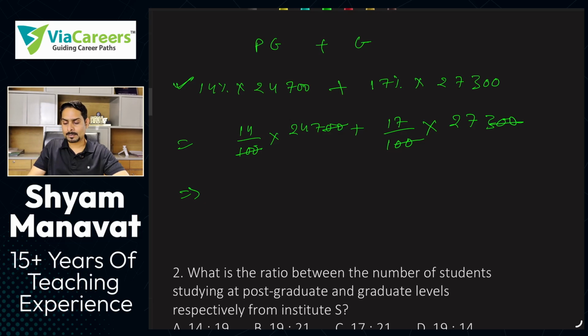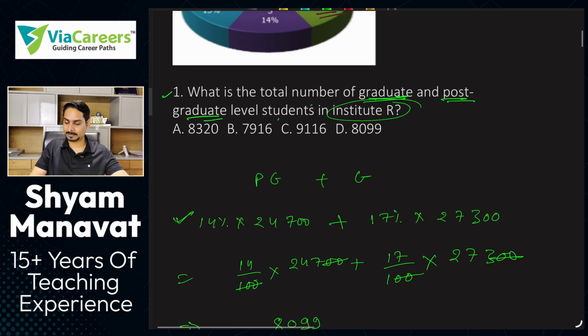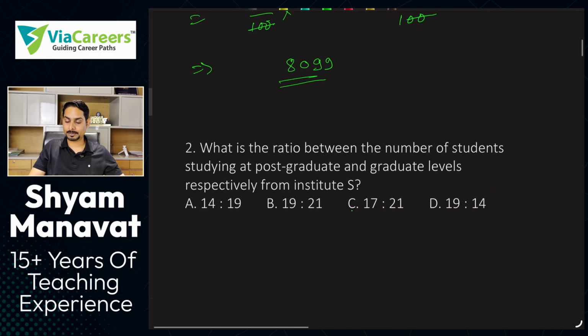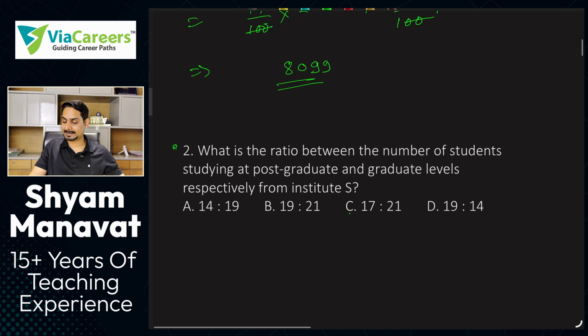Alright? So 14 का table, 17 का table, if you multiply both and then if you add it, you will get the value as 8099. Alright? Okay. So here you can match option number D is your answer. Okay. Let's see. Are we able to interpret the data to answer the second question or not?